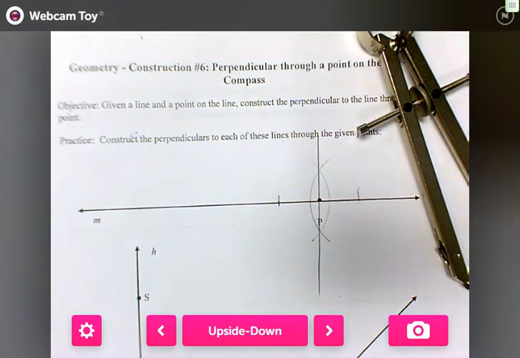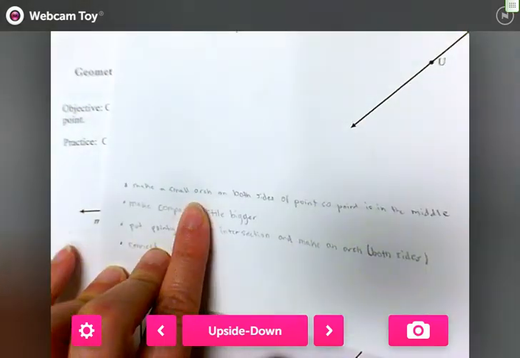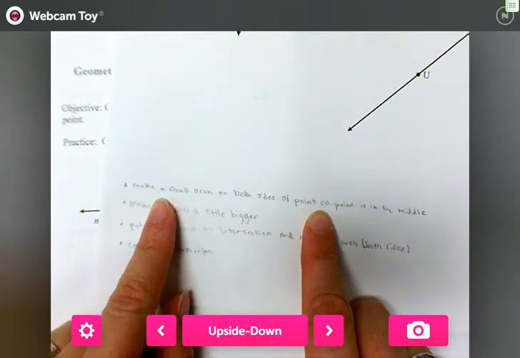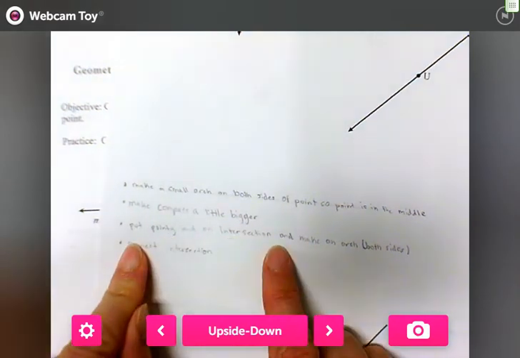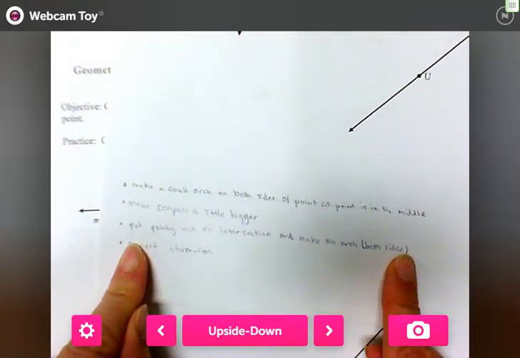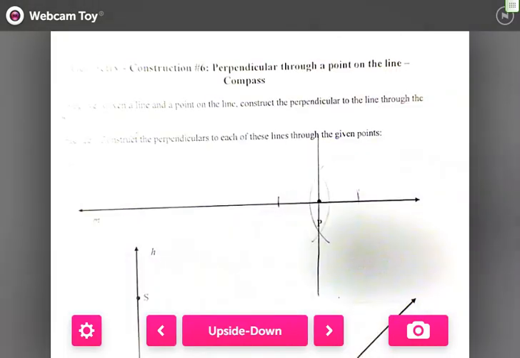So here's some written instructions. You can compare yours to this. We're going to make a small arc on both sides of a point so that the point is in the middle. Make the compass a little bigger, put pointy on an intersection, and make an arc on both sides. Connect intersections. Okay? So that's just one other way. Make a small arc on both sides so the point is in the middle. Make compass a little bit bigger, put pointy end on intersections and make an arc on both sides. Connect intersections. Okay? Let's move to step 7.